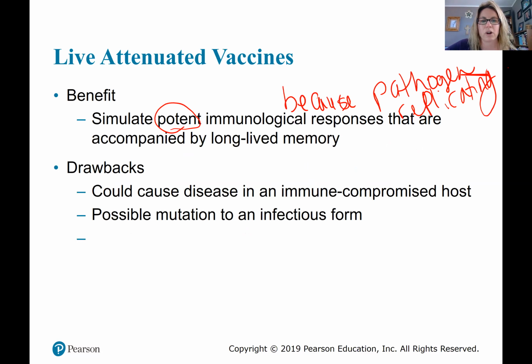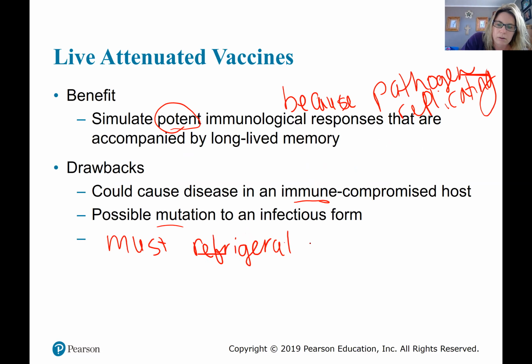Some drawbacks though. They could cause disease in a person whose immune system has been compromised. They could mutate back to the infectious form. And then the other thing is that they must be refrigerated because they're alive, and if they aren't held at the right temperature, they could negatively impact the benefit of the vaccine.